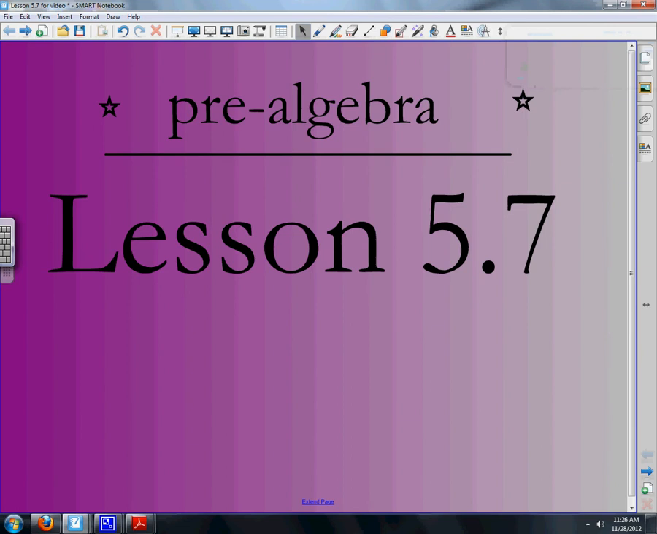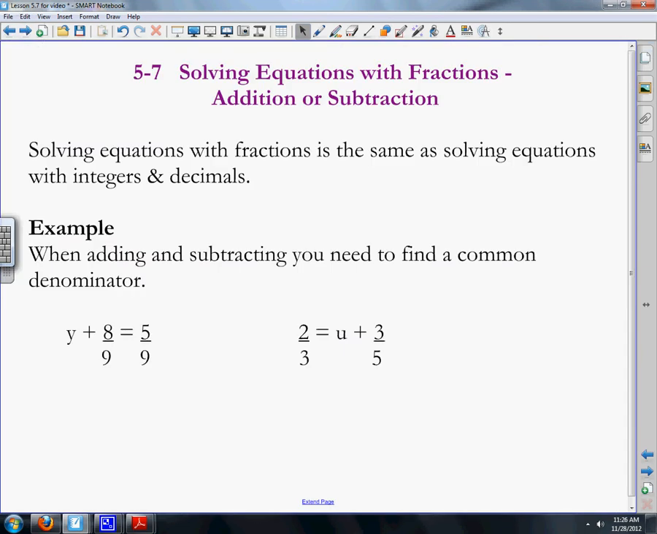It's pretty quick and easy. It's solving equations with fractions, adding and subtracting fractions, one from each side of the equation. It does require a lot of work. This says solving equations with fractions is the same as solving equations with integers and decimals.